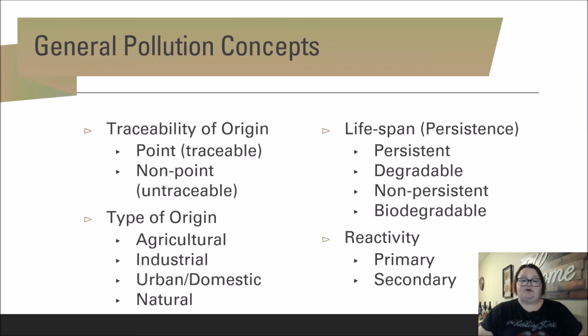Lastly, we can look at pollutants in terms of reactivity. Primary pollutants are pollutants that come directly from the source. They are considered reactive if they undergo some kind of naturally catalyzed reaction to form a different compound that is also considered a pollutant. This different compound is known as a secondary pollutant.